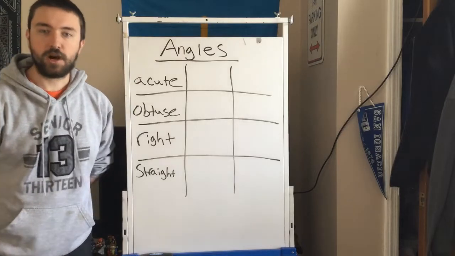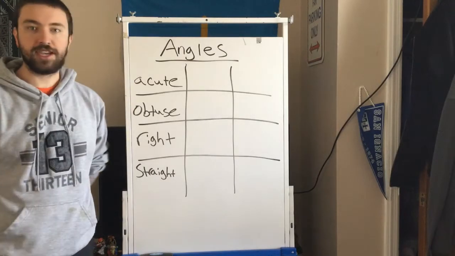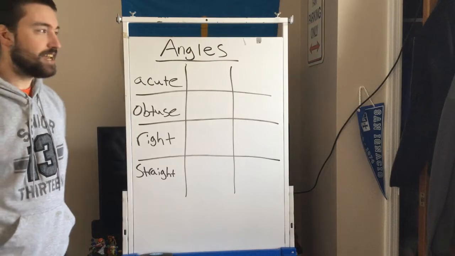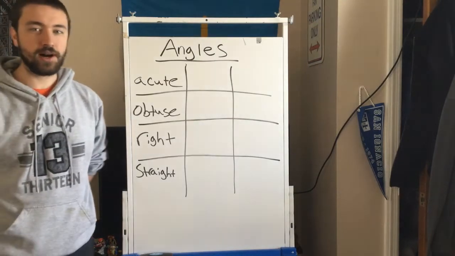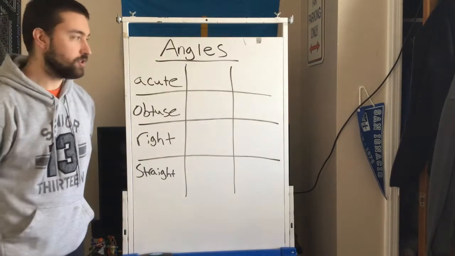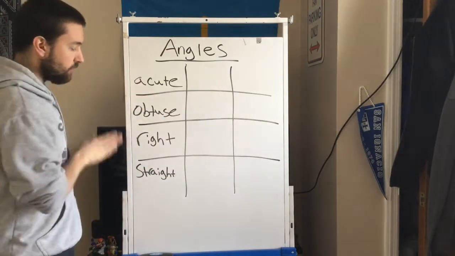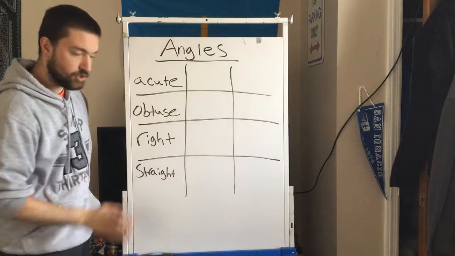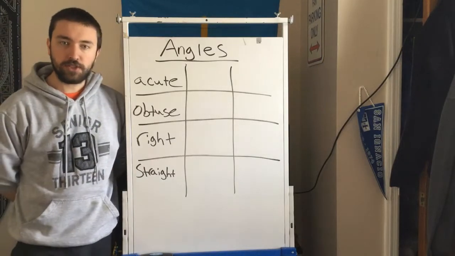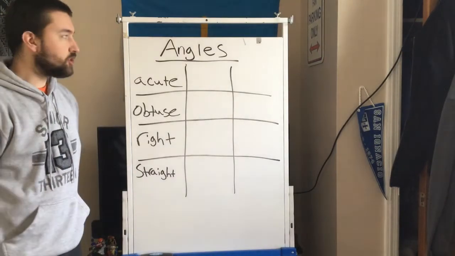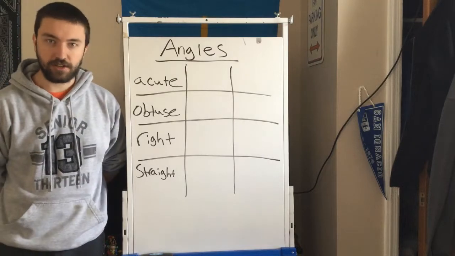In the last one we talked about geometry in terms of lines. Today we're going to do more geometry, but today we're going to talk about angles. So there's four angles we talked about in this unit: an acute angle, an obtuse angle, a right angle, and a straight angle.